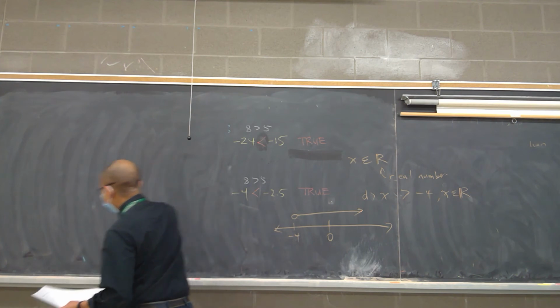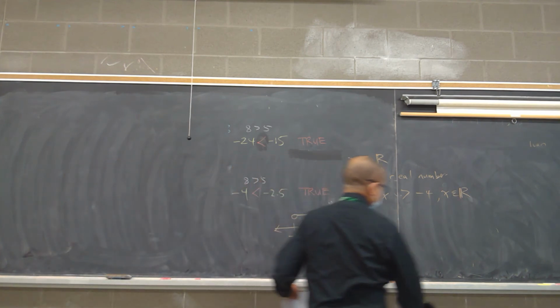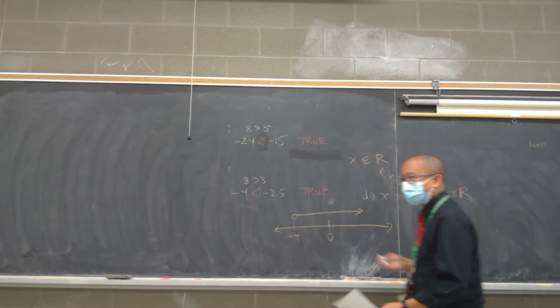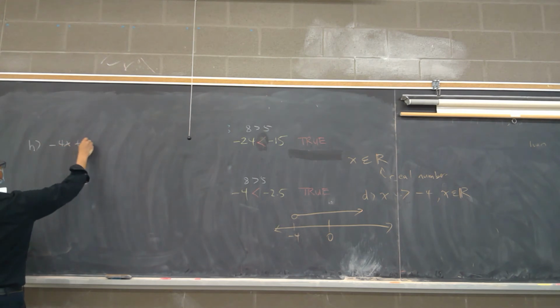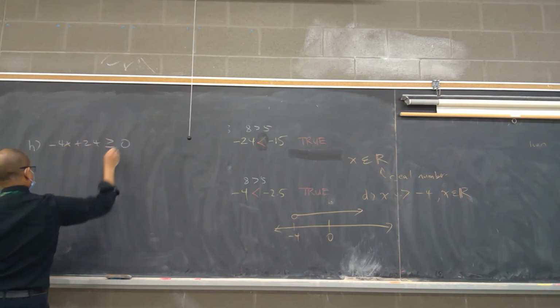And again, under test on Friday, it's probably just one question. Very, very similar. So if you can follow this, I think you're going to be set. Question H is as follows. -4x plus 24 is greater than or equal to 0.